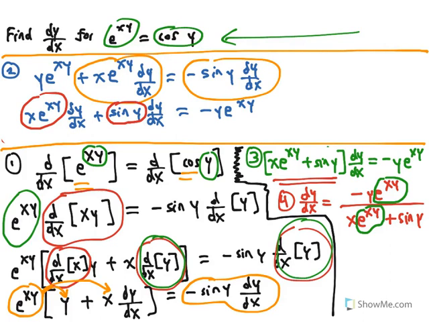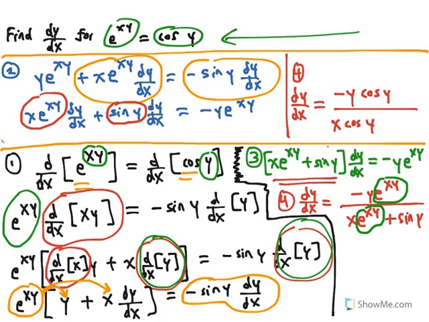So if you prefer, you can write the final answer as follows. You can write dy dx is equal to negative y. e to the xy can be replaced with cosine y over x times cosine y plus sine y. What you cannot do at this point is cancel these two factors of cosine y because of the plus sign that you have in the denominator.